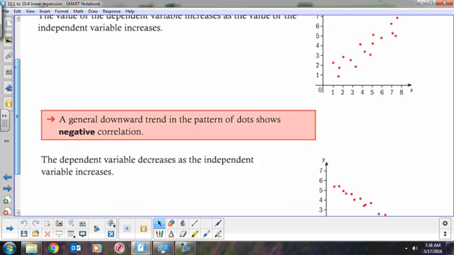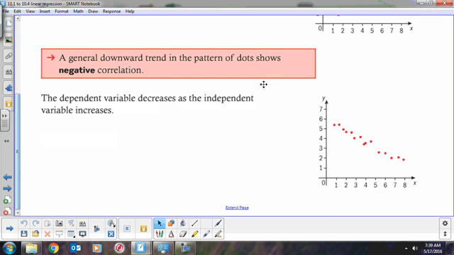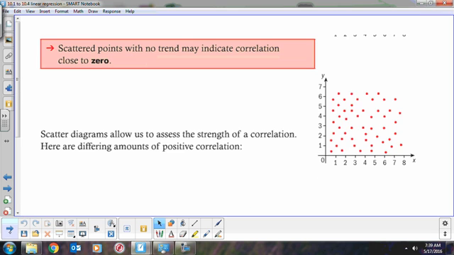A general downward trend in the pattern of dots shows a negative correlation. What this means is as your x's get bigger, your y values are decreasing. So as you drive more miles, the level of gas in your gas tank is going down. The dependent variable is getting smaller as your independent variable is increasing. So these are things that you would want to talk about if you're doing data and doing correlation.